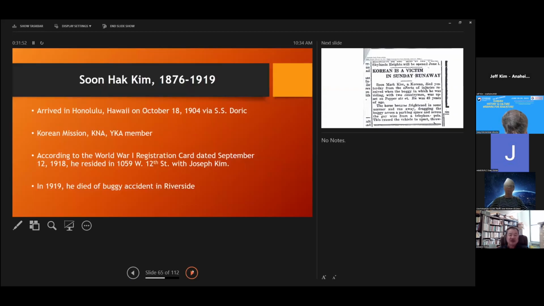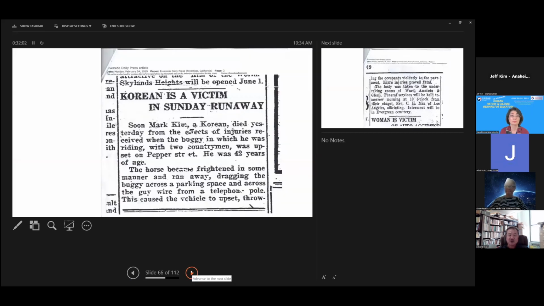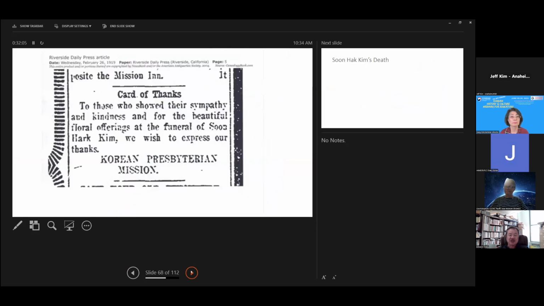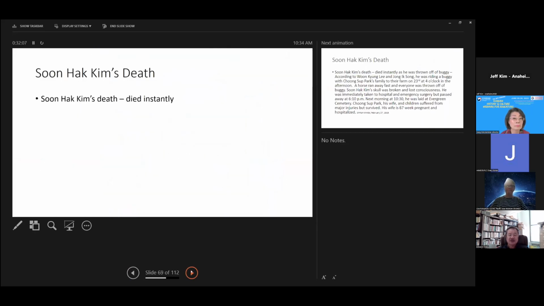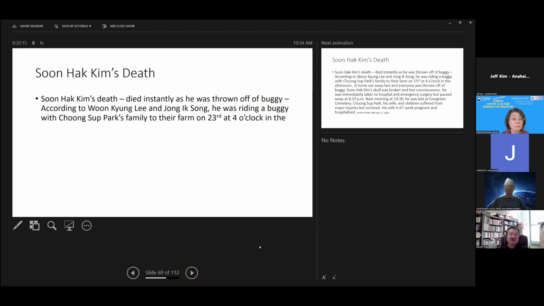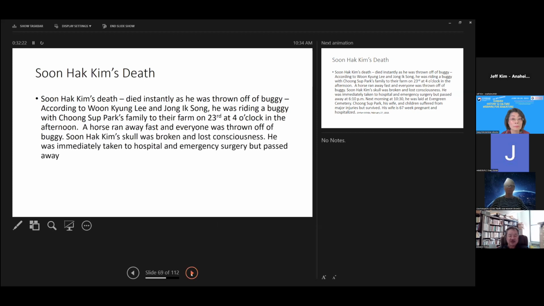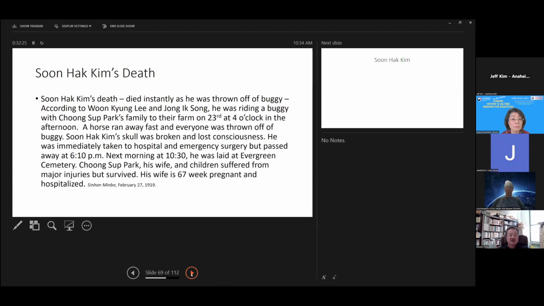It turns out he served as a pastor of the Korean Mission. He passed away in 1919 in a buggy accident. The Press Enterprise reported, and the Shinhan also reported, that Suna Kim died instantly as he was thrown off a buggy, according to Eun Kyung-lee in 1919. So it was a sudden death.